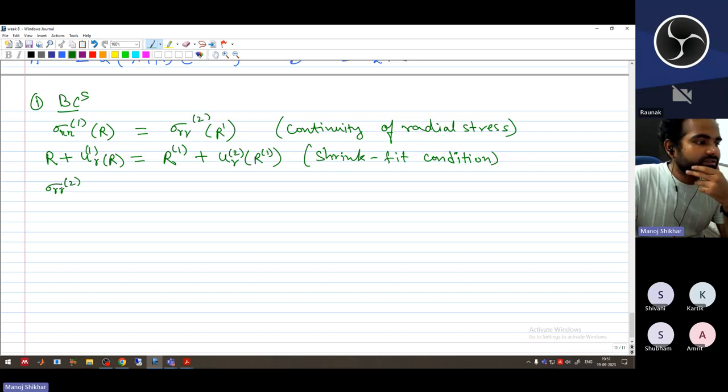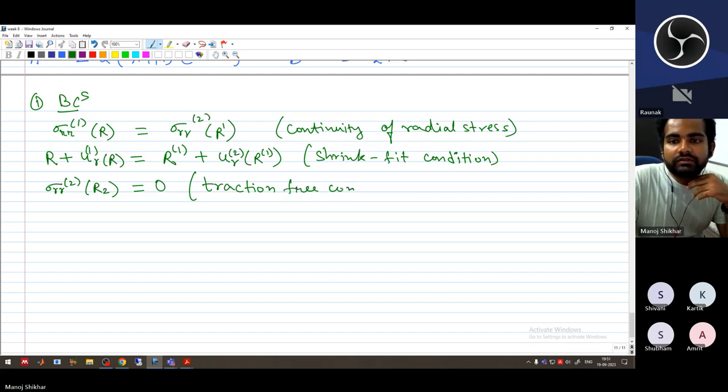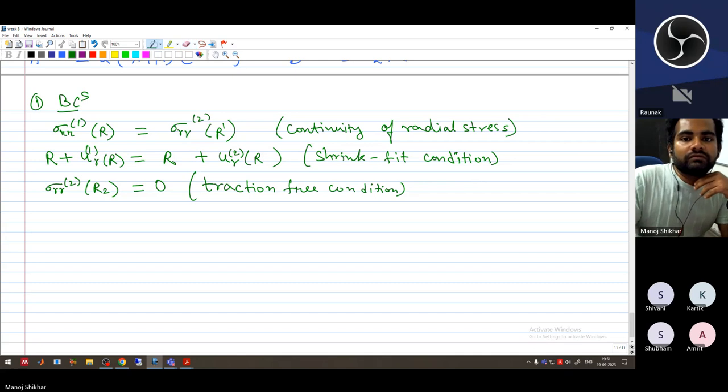We have also been given sigma RR2 at R2 equal to 0, because we have been given a traction free condition, right? Traction free condition. So let me make some changes here.